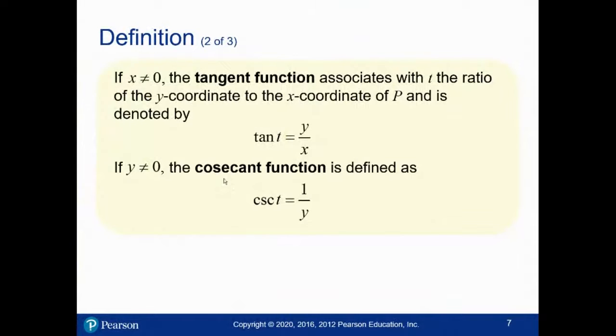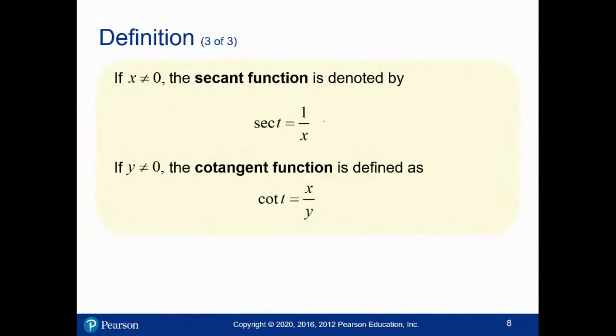Okay. The tangent function is just the ratio y over x, but notice that y was defined to be the sine of t, and x was defined to be the cosine of t, so you could also call tangent sine t over cos t. The cosecant is 1 over y, that's 1 over the sine. The secant function is 1 over x, that's 1 over cosine, and the cotangent is x over y, that's cosine over sine. The most important ones, as you can now see, are cosine and sine. Everything else is defined using those.